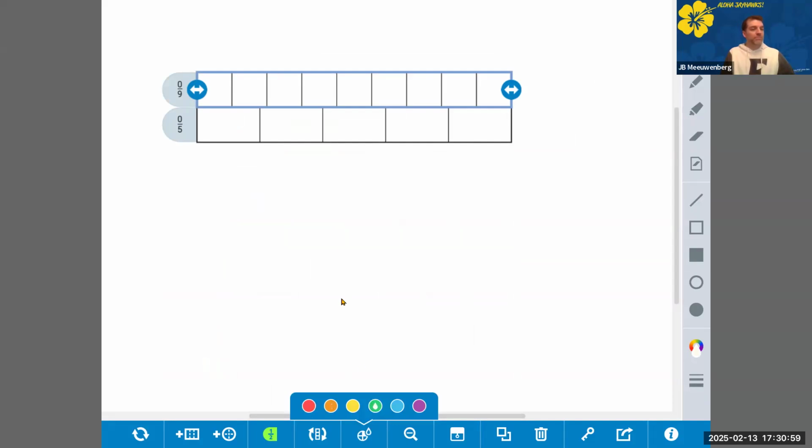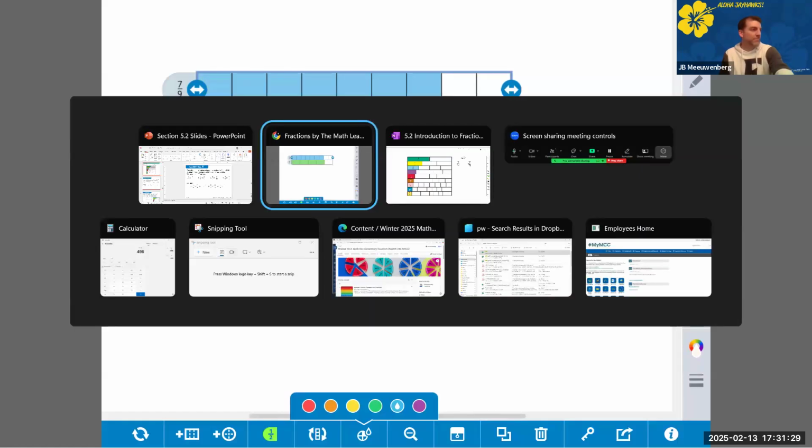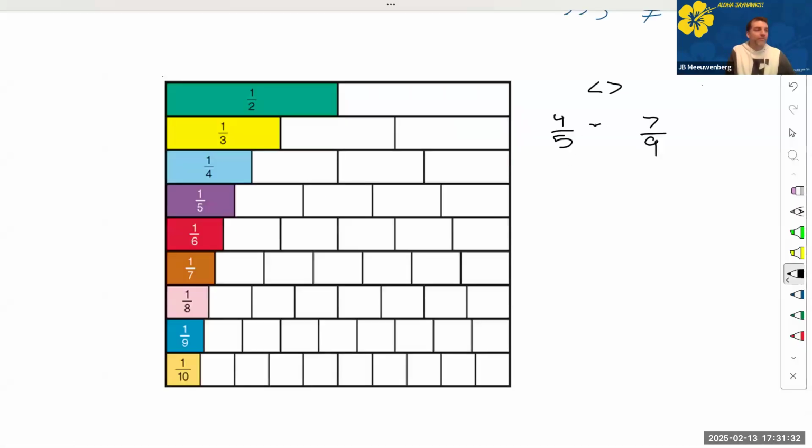Pick a color. So it was 4/5. So on the bottom, 1, 2, 3, 4. That is the visual representation of 4/5. And on the top, we have 7/9. 1, 2, 3, 4, 5, 6, 7. And so you can see there that the green is slightly longer than the blue, which means 4/5 is greater than 7/9. We can put 4/5 is greater than 7/9.